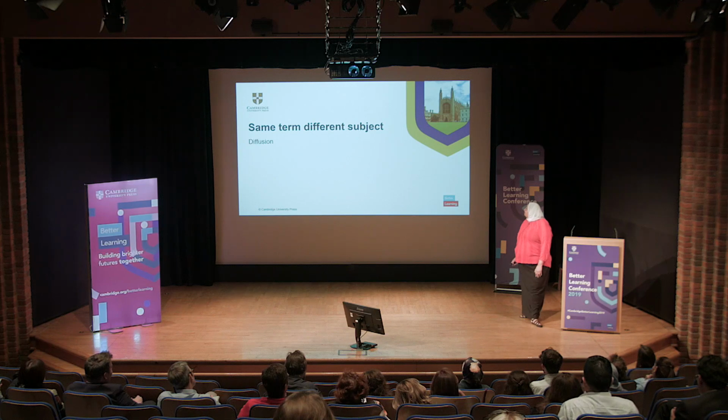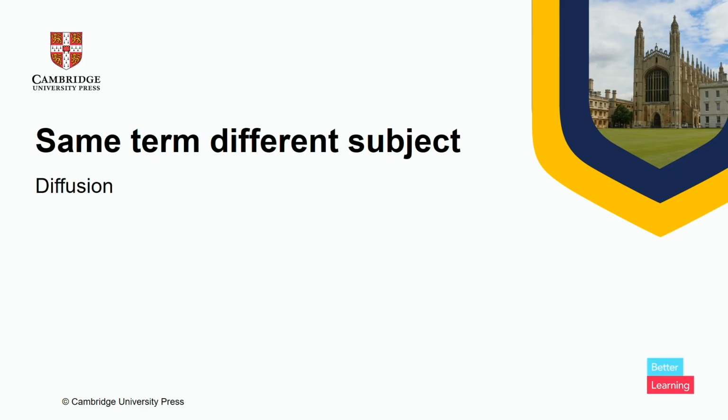Another example is using the same term in different subjects. So for example, diffusion: they meet diffusion in chemistry, they meet diffusion in biology, and they meet it in physics, and yet the sciences are not tweaking their definitions to come together. So they actually memorize a definition in one subject and memorize another for another subject.